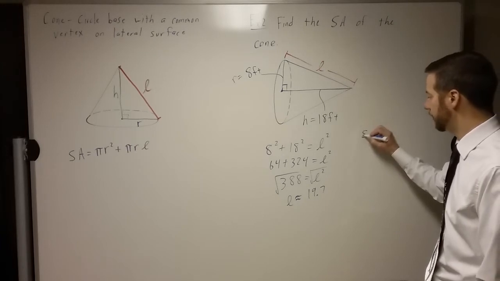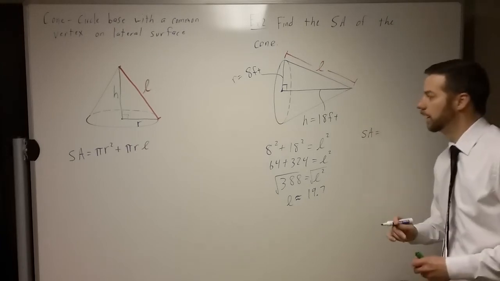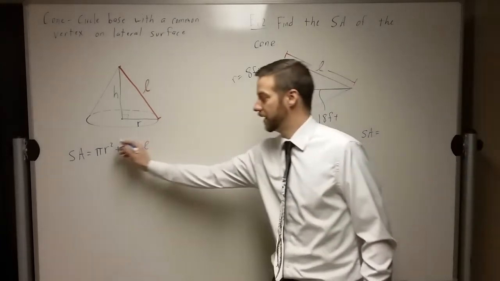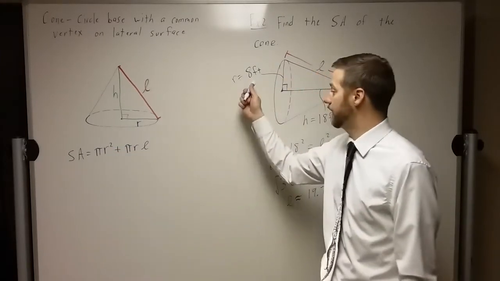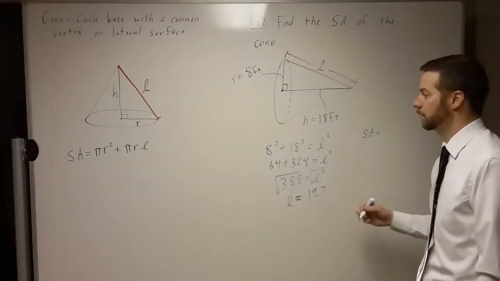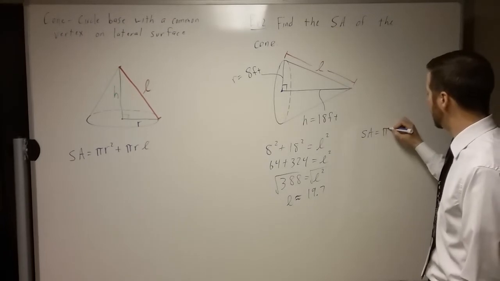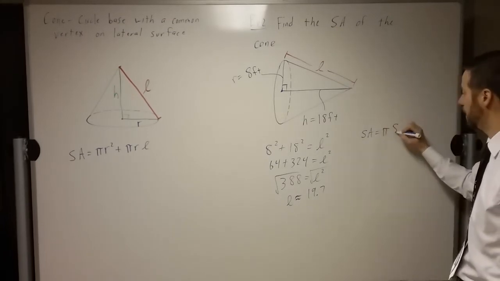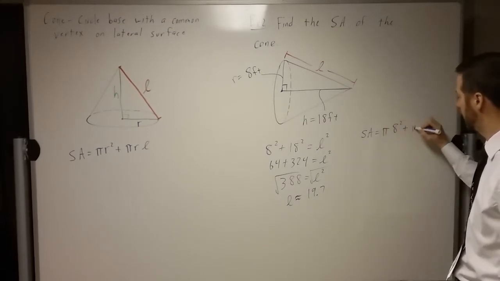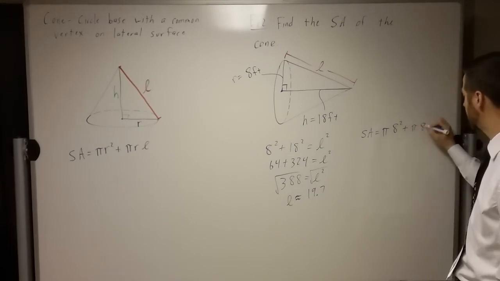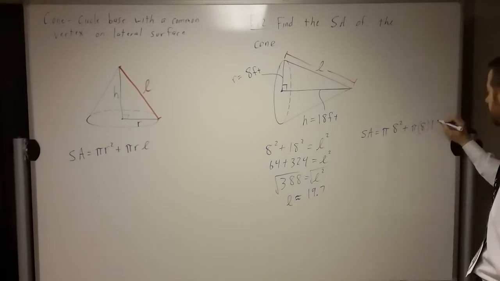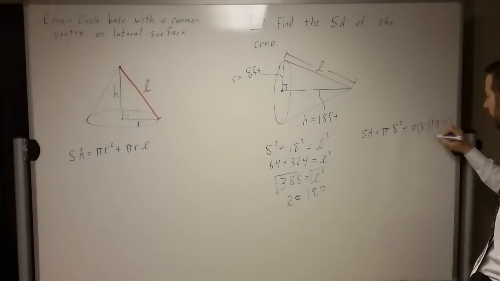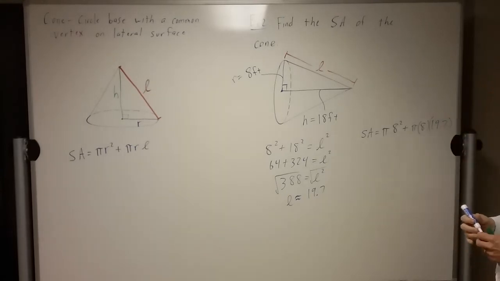And so now to find the surface area. Well, I think we've got everything we need in here. We've got r is 8, and we've got L is 19.7. So we're going to do pi times 8 squared plus pi times 8 times 19.7, and that'll give us our surface area.